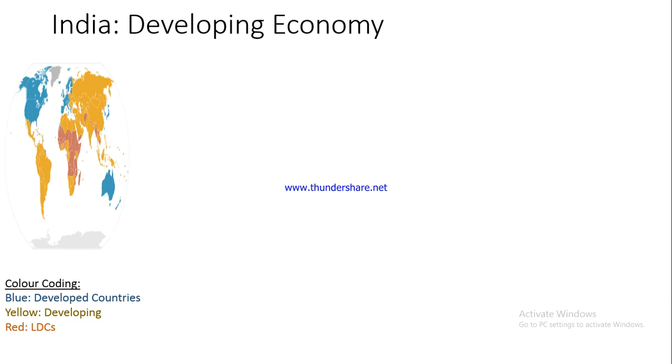You can look at the red colored portions in the map, and you will find that most of Africa is among those parts of the world which are least developed. So the red portions basically denote the least developed countries. Most of these least developed countries are to be found in Africa and part of Southeast Asia, which includes Myanmar, Burma. So this is how we have differential levels of development in different economies of the world.